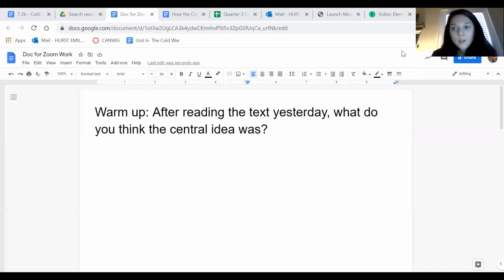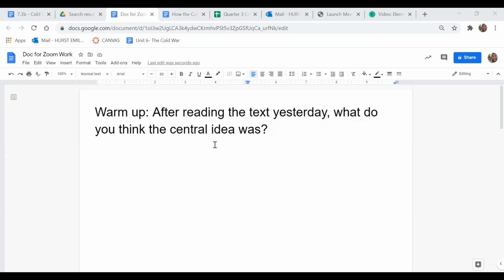We are going to take some time to continue working with how the Cold War saved Marvel. And today we're going to be specifically looking at how the author developed the central idea of the text. So we're going to determine how each section of this text contributes to the overall central idea.